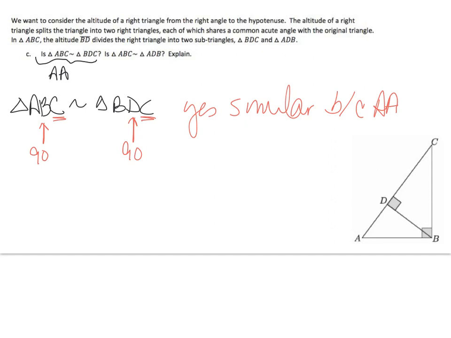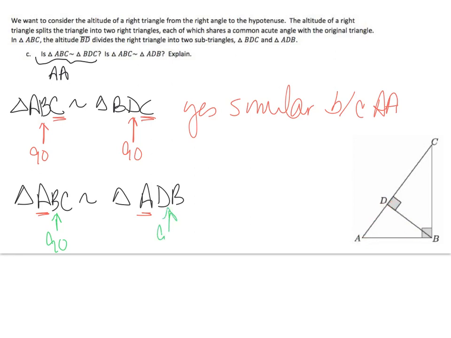Okay, let's try the other one. I'm going a little slow on this because I want to make sure that we all understand it. Triangle ADB. Okay, we see that I have A in the same spot, so those are congruent. Now let's look for that right angle. ABC, B is my right angle, and then ADB, D is my right angle. So yes, they're similar because of the angle-angle criterion. Cool. Good job.